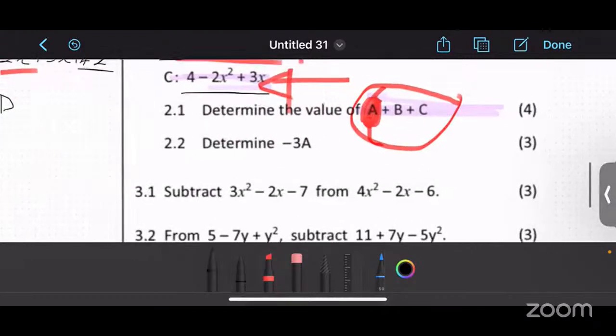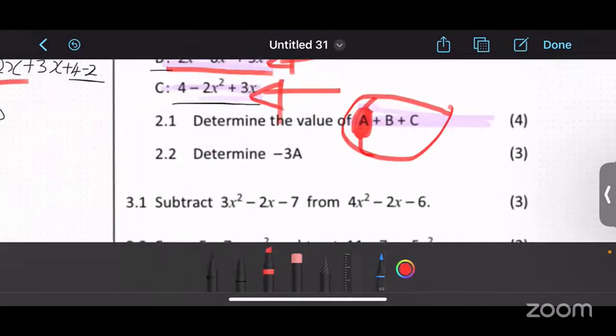Let's do this last one over here, which is this one. They say determine minus 3a. So when there's minus 3a like that, that means you're going to replace the a with the expression that we have been given for a. Do you guys know how we're going to do that?